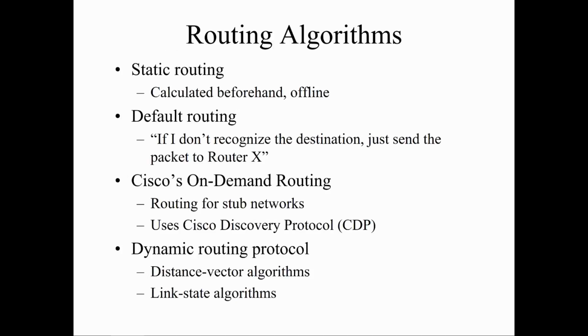Sometimes routing algorithms could be a static route, which is normally calculated beforehand. It's manually programmed. We could have a default route: if I don't know where to send something, automatically send it here. We could have Cisco's on-demand routing for a stub network using CDP. That I don't have much experience with, but most of my experience has been with dynamic routing protocols, distance vector or link state, or static routes, depending again on how big the network is.